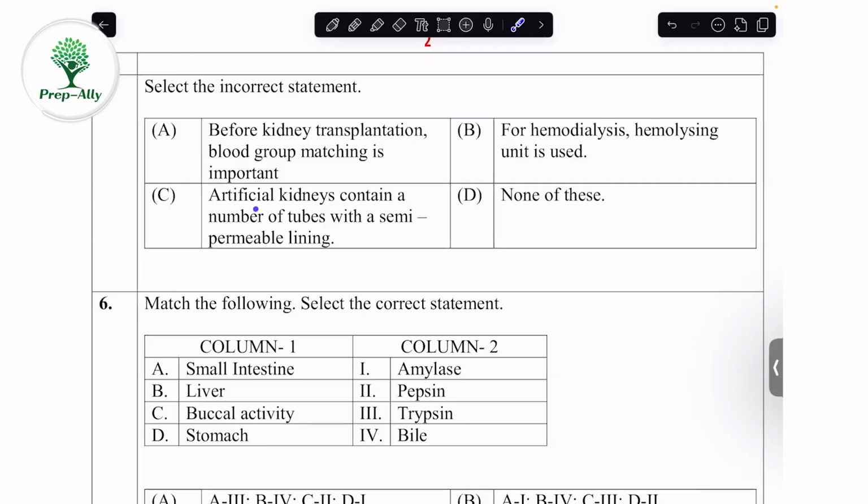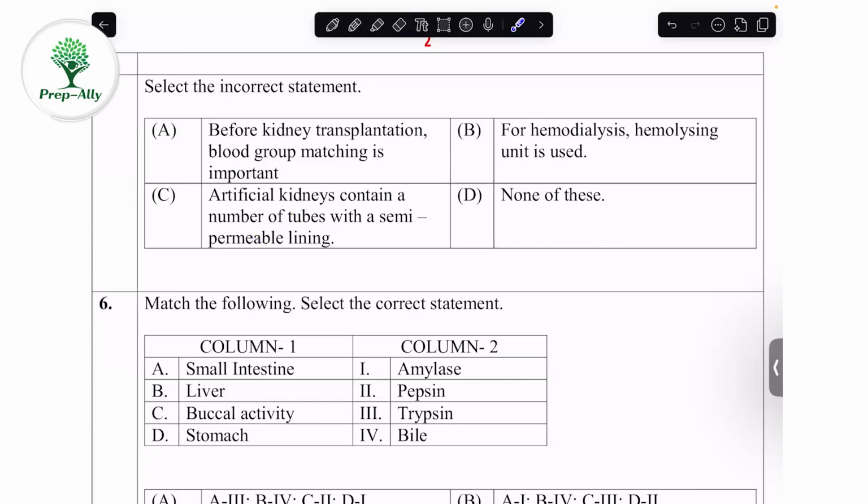Okay. Artificial kidneys contain a number of tubes with a semi-permeable lining. So that is nothing but dialysis only. It is like a dialysis thing where prosthetic things are used. It's like a kidney only, with more tubes, doing the same work as a kidney. So this is also a correct statement.